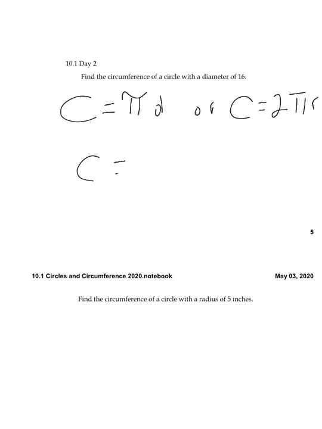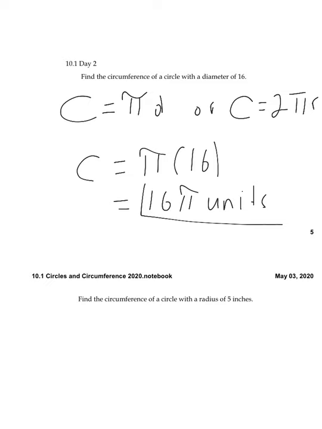So, first question is, what is the formula for circumference? Circumference is equal to pi d, or you could say circumference equals 2 pi r, because diameter is twice a radius. In this case, circumference equals pi d, which will be pi times 16. Rearranging it, it will be 16 pi units. Now, 16 pi units is the exact circumference.